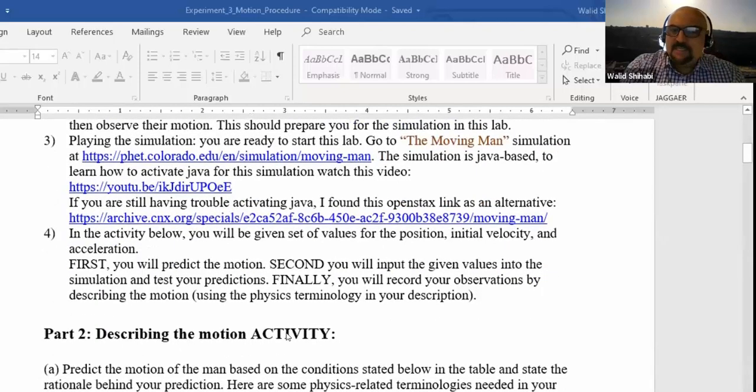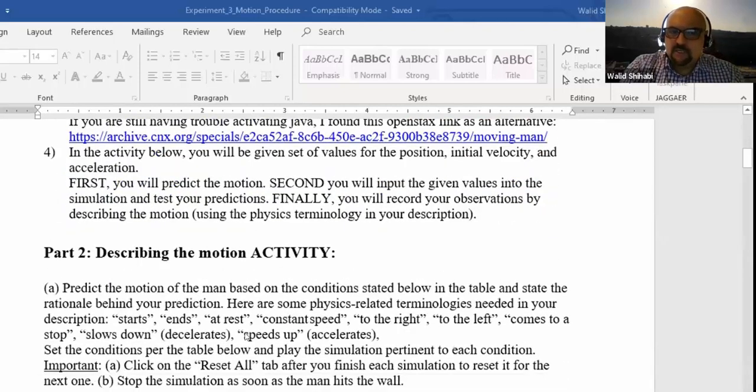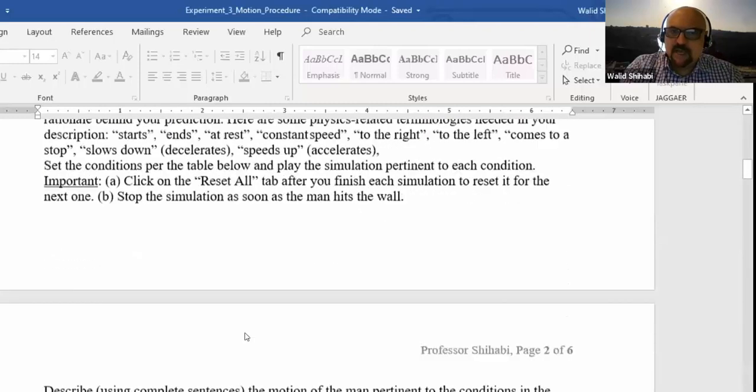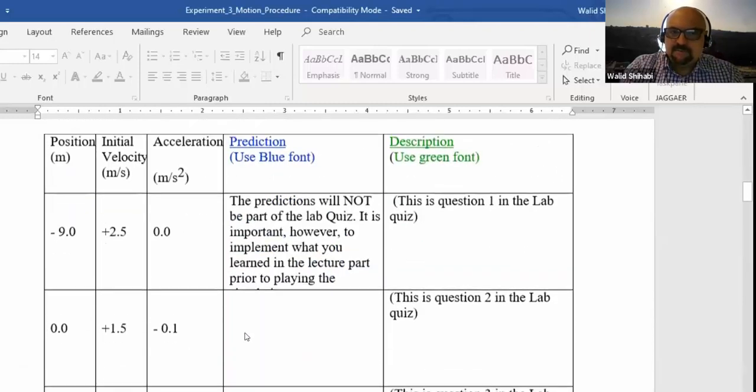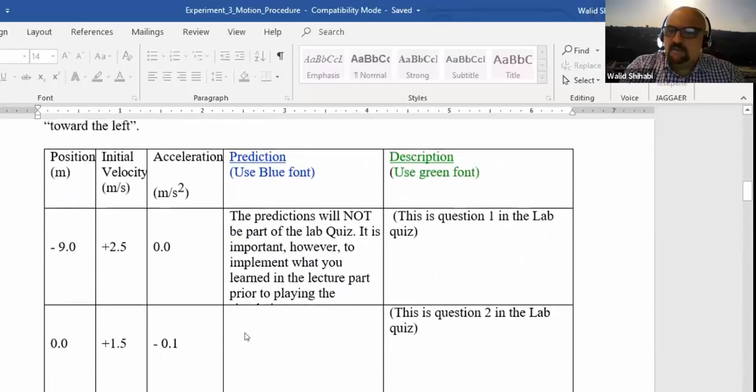Okay. Now, the lab itself is two parts. Part 2 here is basically starting with the lab. In the first table, after you download the simulation, you need to set the position, set the initial velocity, set the acceleration, and predict. Make sure to predict, just develop a hypothesis of how the motion will be. And then you'll test your prediction by playing the simulation. As soon as you play the simulation, you'll be able to tell whether your prediction was right or wrong.